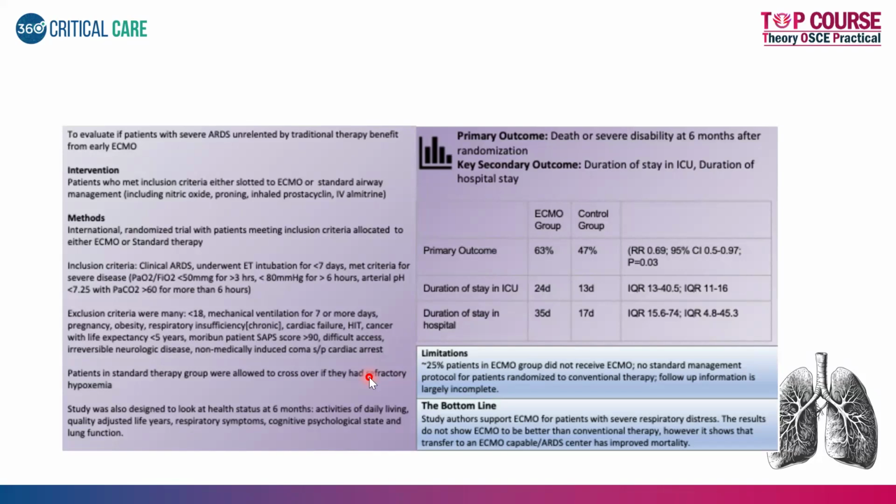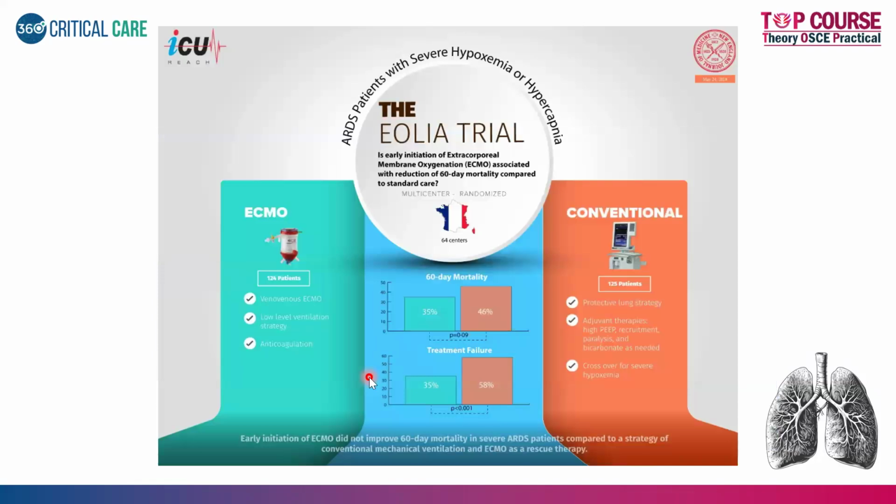There was another trial done, that is your EOLIA trial. The EOLIA trial was done in 64 centers across France, which is usually one of the forerunners in the ECMO program. They looked at patients who received veno-venous ECMO along with conventional ventilatory strategies. The baseline characteristics were matched in both the groups. The only problem was that there was no improvement in the 60-day mortality in severe ARDS as compared to conventional mechanical ventilation. So it was again a negative trial.